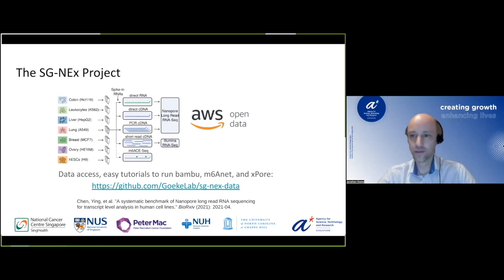It's all hosted for free on the AWS Open Data Registry. And that means you can very quickly access it, which is particularly helpful for direct RNA sequencing data, as these files are very large. And so there's also online tutorials that you can look at. So if you're interested in that data, I really encourage you to have a look.